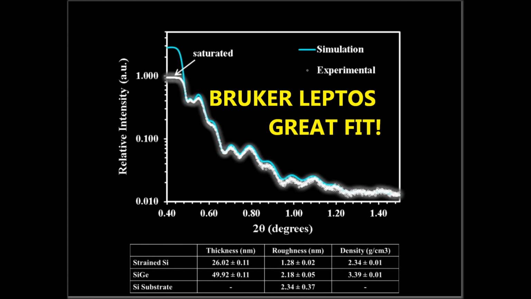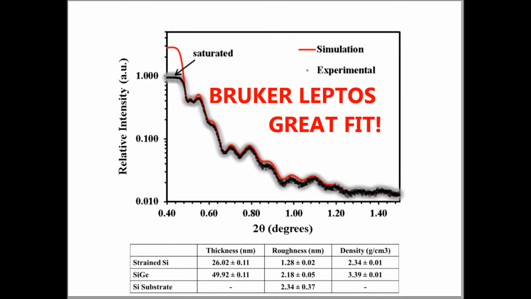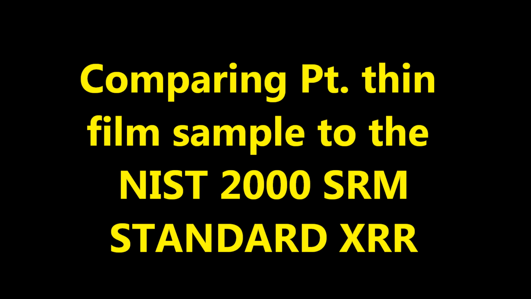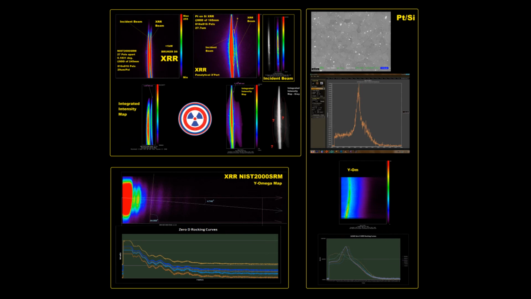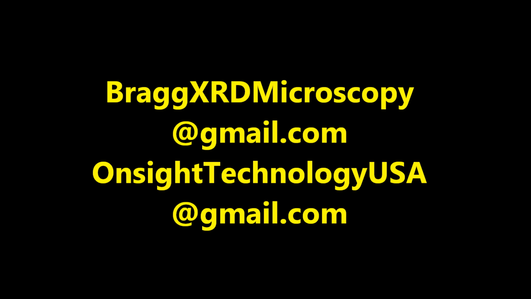Now, the comparison of the data from the Bruker with the simulated data from Leptos was a near perfect fit. And here's a comparison of the NIST sample with the platinum thin film on silicon.